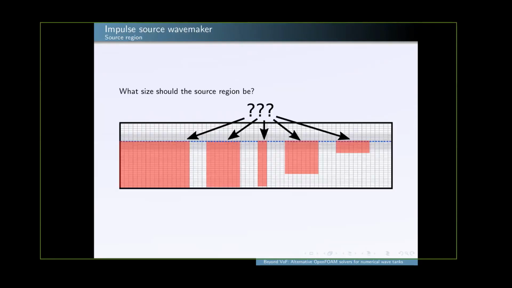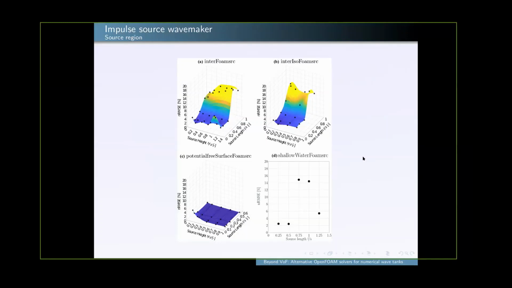So just a quick look at that. The question is, what size should the source region be? We had a look at this with a parametric study. If you look at the top, at the interFoam source, along one of the horizontal axes, you see the source length. When it goes above about half a wavelength, the error increases a lot, and we get a minimum at around a quarter of a wavelength.